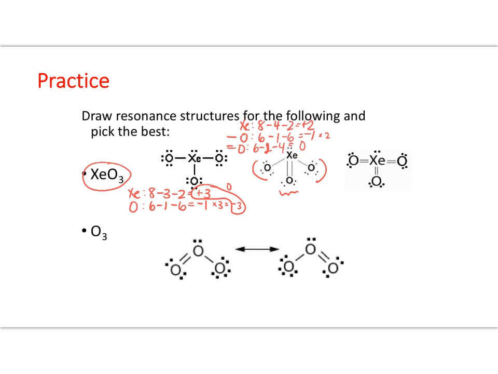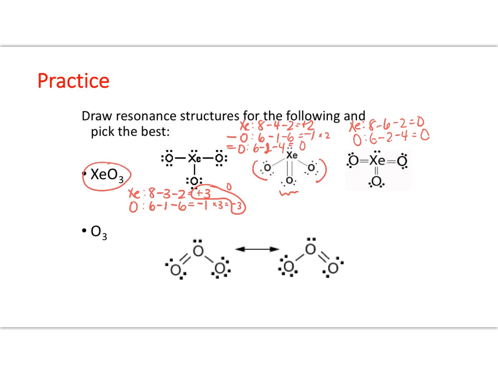For this one, though, we have exceeded the octet for xenon. And then the last one, xenon, 8 minus 6 minus 2 is 0. And then we have oxygens, 6 minus 2 minus 4 is 0. And obviously we're doing that 3 times, so it's going to be all canceled out.